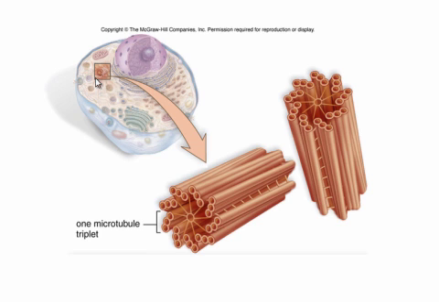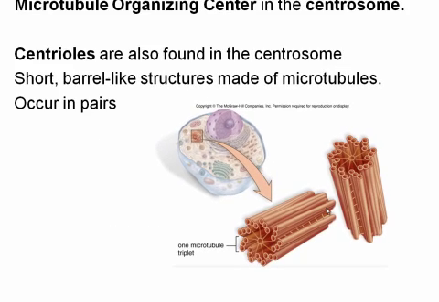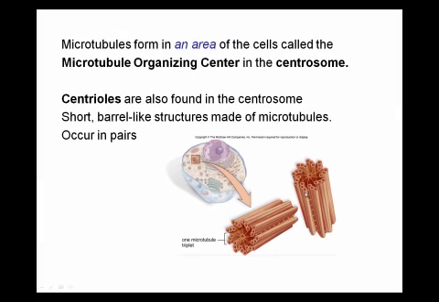There are some other cellular organelles that are also found in the centrosome, which are called centrioles. These are little short barrel-like structures which are made of microtubules. They always occur in pairs, and those pairs are lying at right angles to one another. When we get into lesson 5 on cell division, we'll see that at least in animal cells, these centrioles are very important in cellular division.